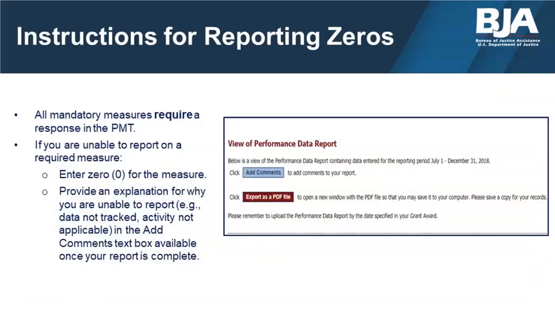Grantees are required to provide a response to all mandatory measures. However, if a mandatory measure does not apply to the activities funded by your award, we ask that you enter 0 and then provide an explanation in an additional comment section once your report is complete.